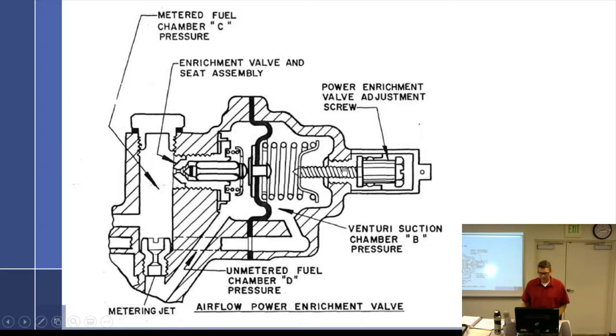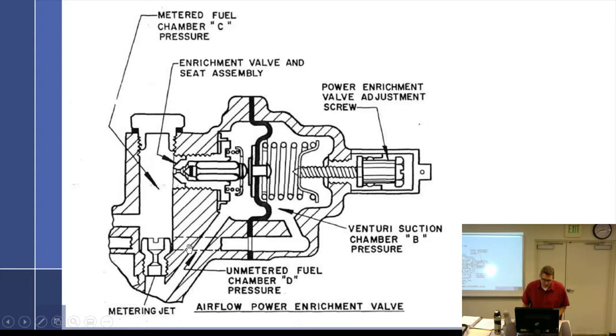We could probably dissect this a little bit. Let's see. Have a metering jet, metered fuel pressure C. So fuel would come through the main metering jet into here. Oh, I see, the passage goes down below the meter jet. That's venturi suction here. Right there, it says venturi suction. So that's going to pull back.